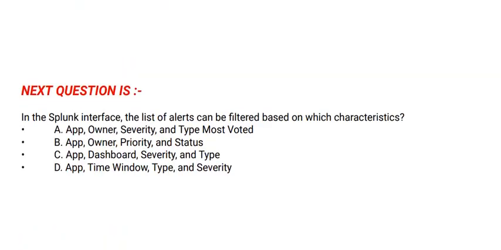Next question is, in the Splunk interface, the list of alerts can be filtered based on which characteristics? Options are: option A, app, owner, severity, and type, most voted. Option B, app, owner, priority, and status. Option C, app, dashboard, severity, and type. And option D, app, time window, type, and severity. The correct option is option A.